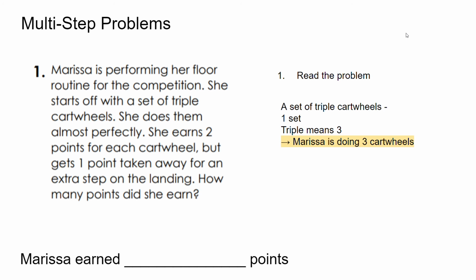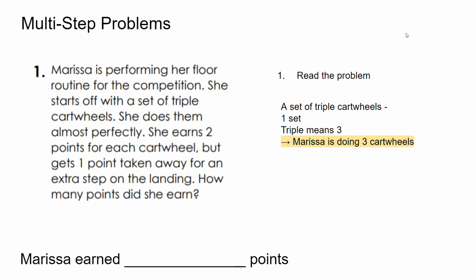Now, if we had 2 sets of 3 cartwheels, that would mean that we'd have 3 cartwheels plus another 3 cartwheels for the second set. So we'd be adding 3 2 times to get 6. But we're only adding 3 one time because we only have one set. So it's just 3 cartwheels. Next sentence. She does them almost perfectly. That doesn't really tell us any numbers, so I don't think it's that important.